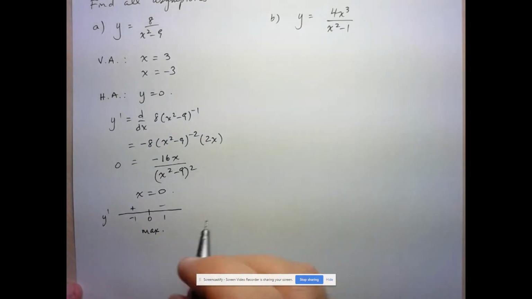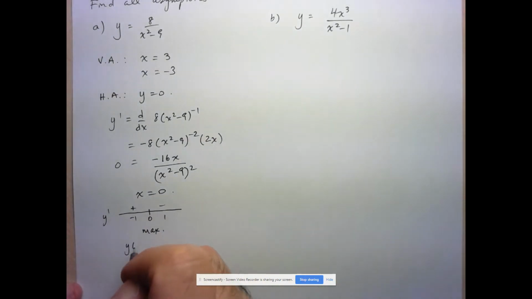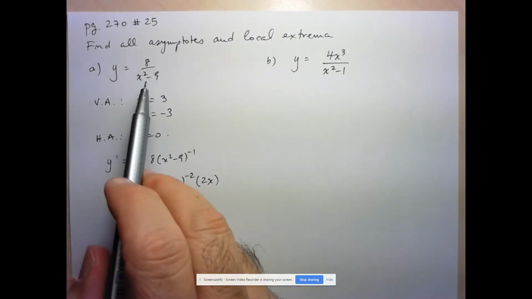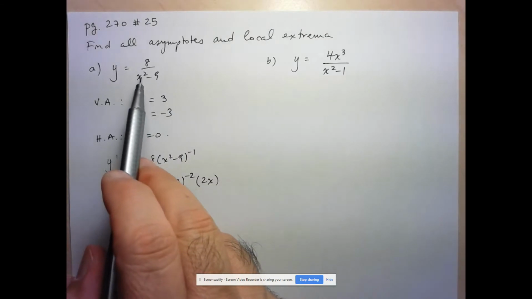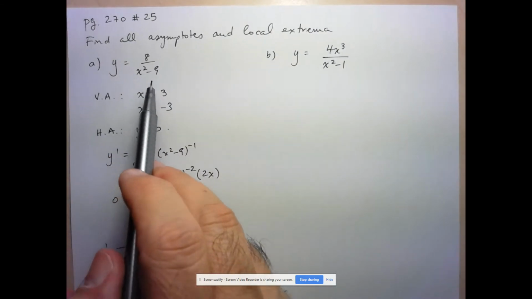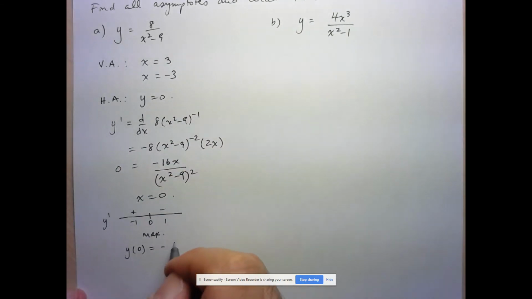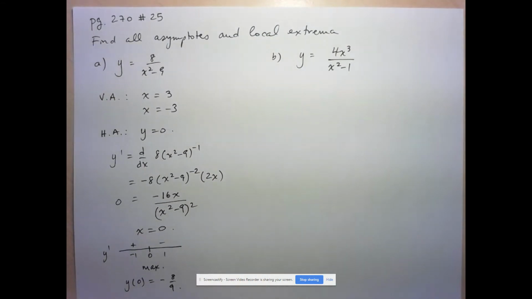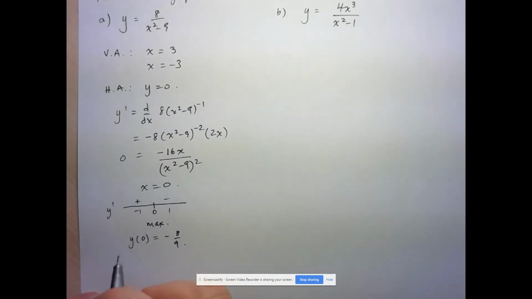All right, so in order to find the y value, well, we find y at 0, which is equal to, so let's just stick x equals 0 in here, and so we just have 8 over -9, so -8 over 9. All right, so the local extremum occurs at, so here it's a local max at (0, -8/9).